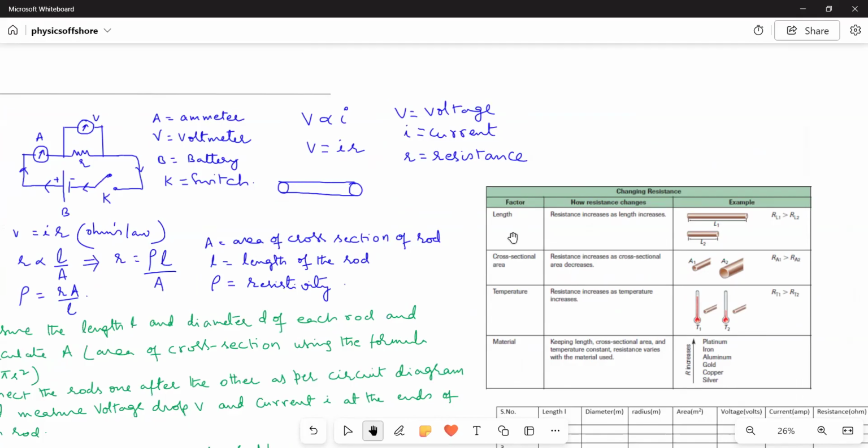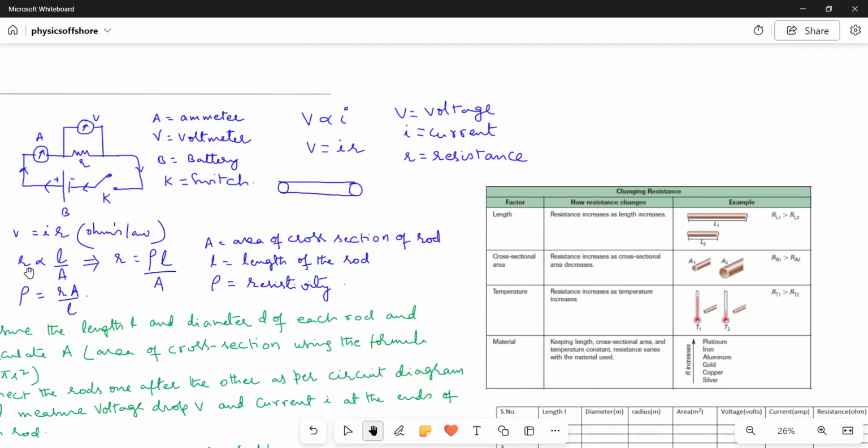First one is length. Suppose the length of the conductor increases, the resistance increases, because the electrons have to travel all through the conductor. And then the area of cross section. Suppose the cross section area increases, the resistance decreases. That means the electrons have to travel through a wider tube. As the tube is wider, the resistance will be less. Am I right? Therefore, the resistance is inversely proportional to the cross sectional area.